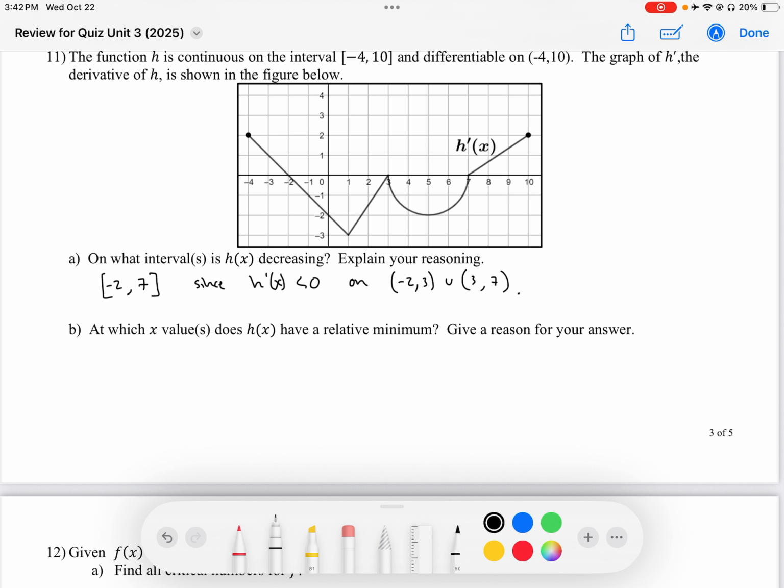Okay. At which x values does h have a relative min? So we need h prime to change. So relative min looks like this for h. So we need h prime to change from negative to positive because h is changing from decreasing to increasing. So where does this graph change from negative to positive? At x equals -2, since h prime of x changes from negative to positive at that point. Okay.